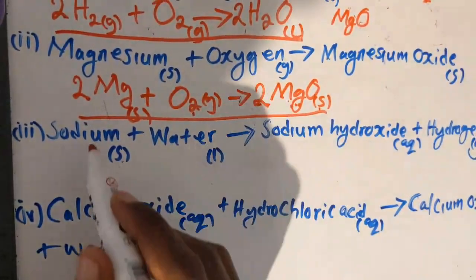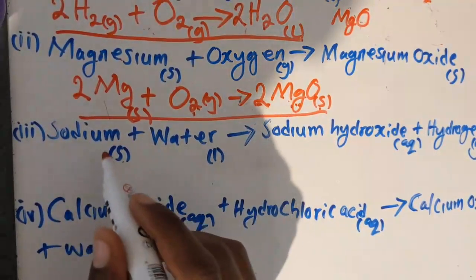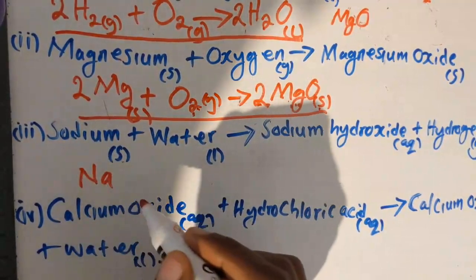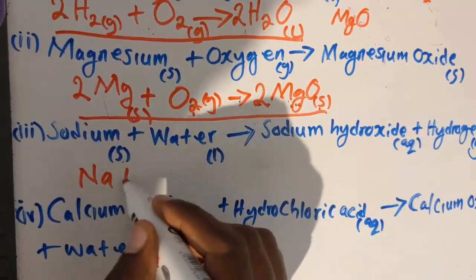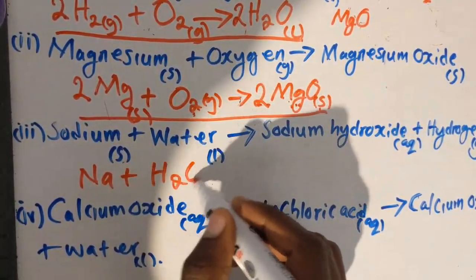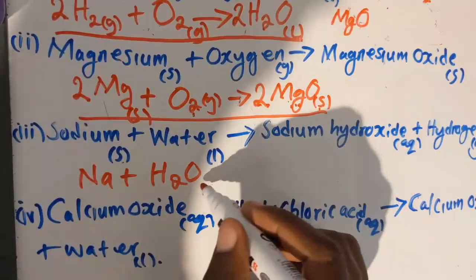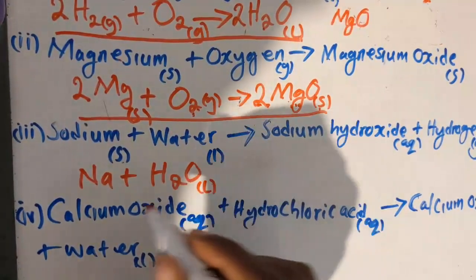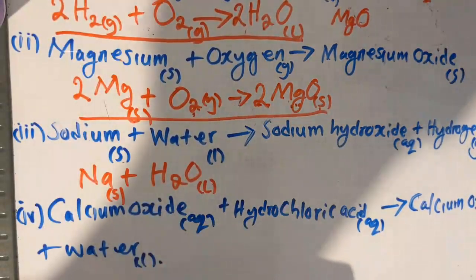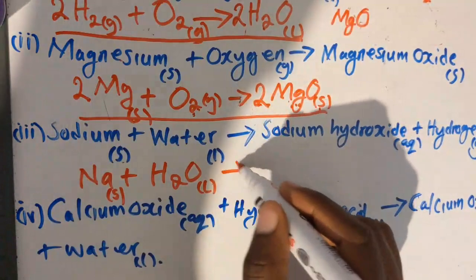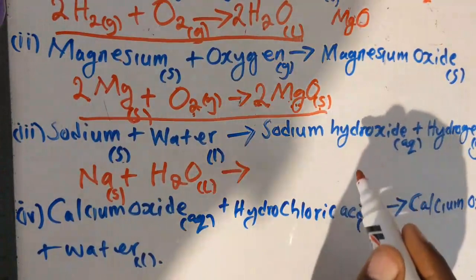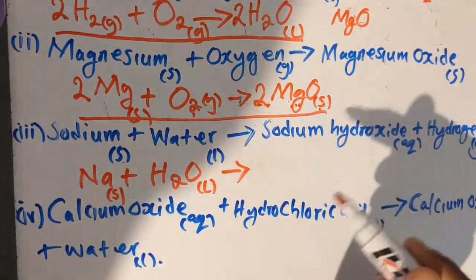The next one is saying that we have sodium. Okay, sodium, you know that sodium, the symbol is like this, Na, like that. Okay, then the plus water. How do you write water? Like this, H2O, like that. Okay, you know that water is in liquid state, sodium is a metal solid state, like that. So it is equal to sodium hydroxide. So you know that sodium hydroxide, it will be like this.